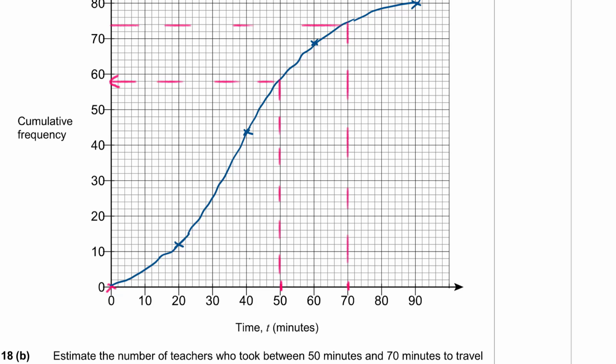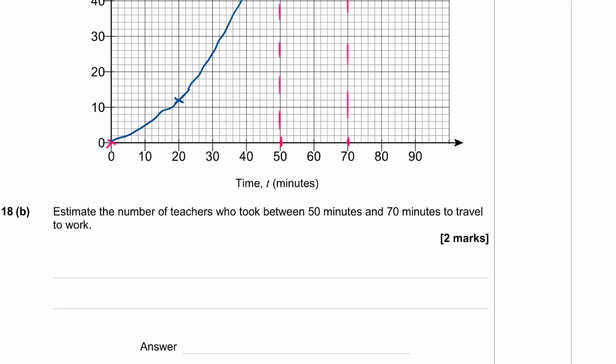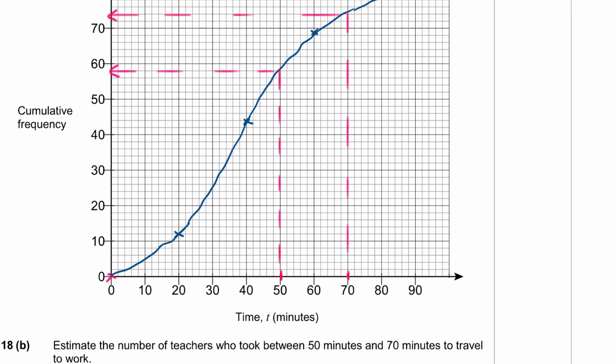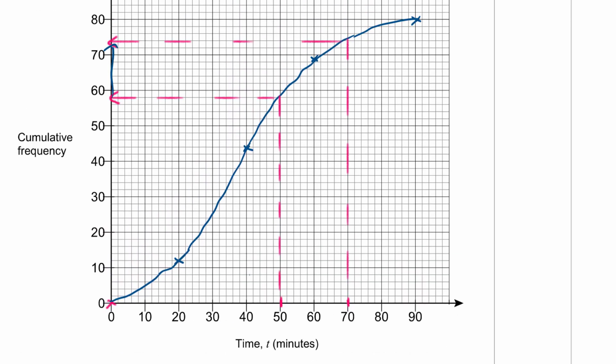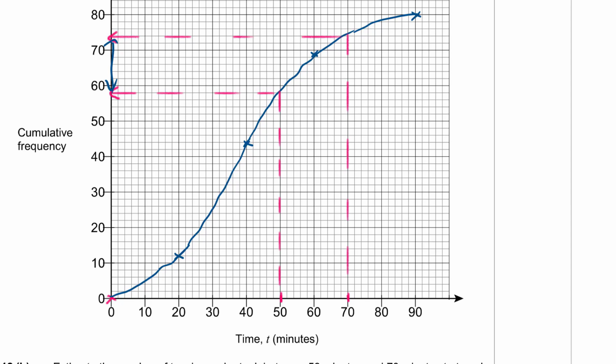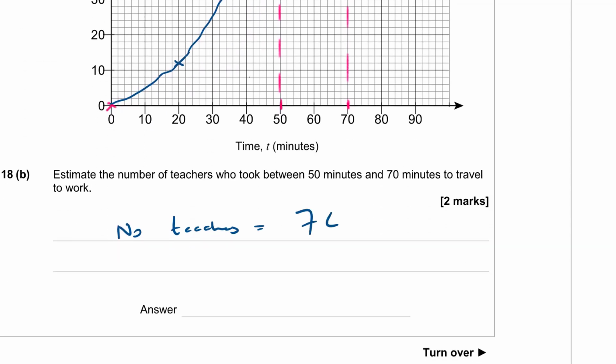Now we can see that we've got values 58 and 74 there. So the number of teachers is going to be the distance between the two of those, from there to there. So it's going to be 74 minus 58, which is, no it's not, it's 16.